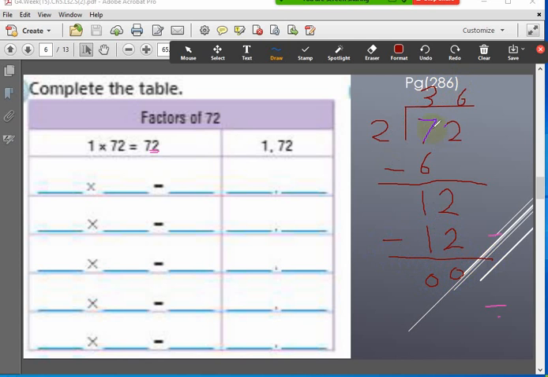So look, if you divide 72 by 2, the answer will be 36. That means 2 is a factor of 72. That means 36 multiplied by 2 equals 72. So yes, those are two factors of 72, the first two factors, and they give me 72.